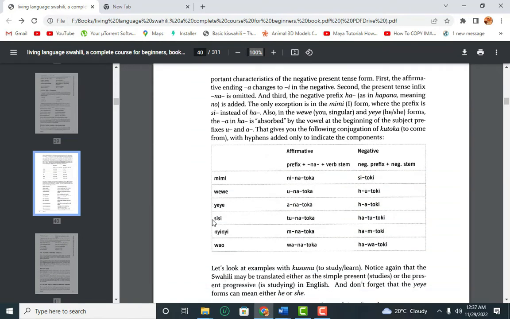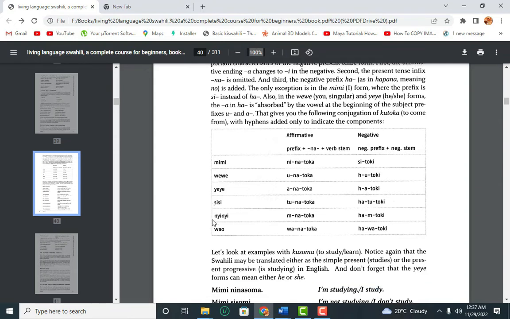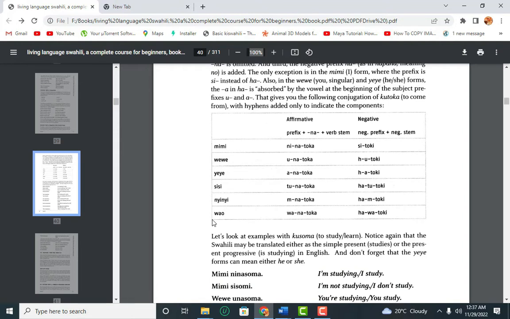We have the affirmative and the negative. In the affirmative, the prefix plus -na-, plus the verb stem, and then in the negative, the prefix plus negative plus the stem. The first example, mimi ninatoka. In the negative, sitoki.